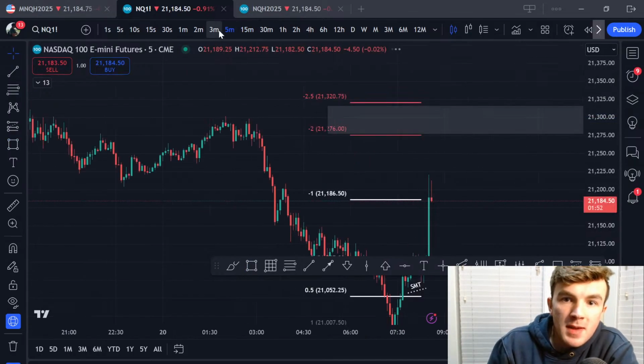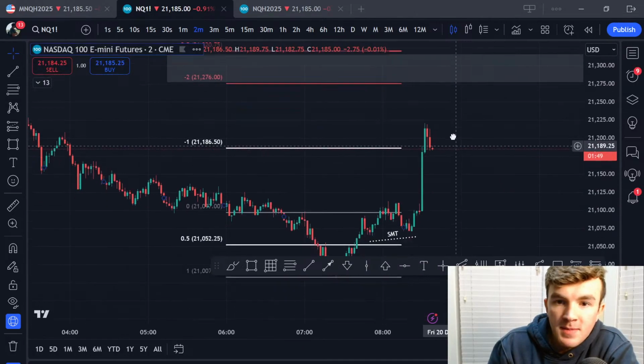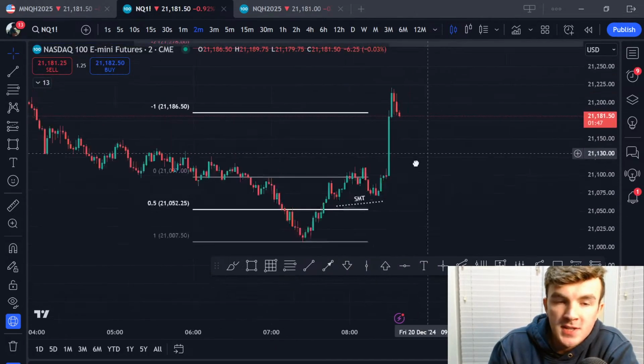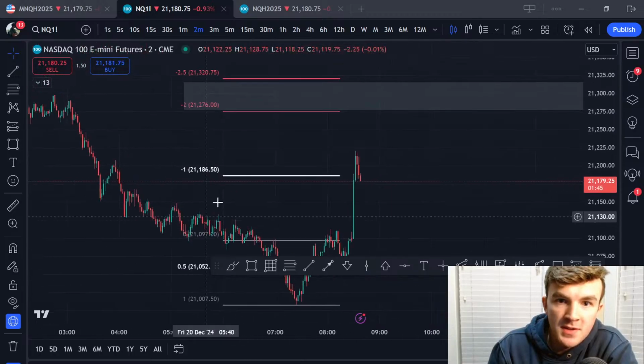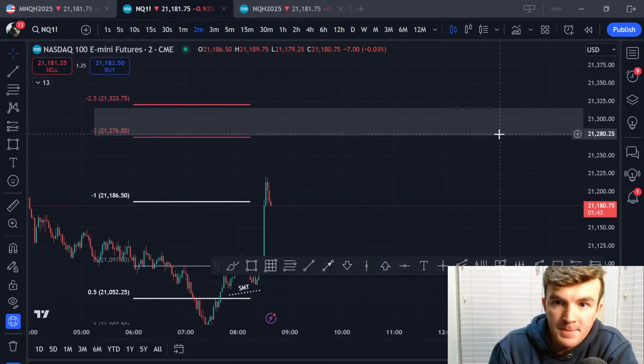I was thinking maybe we could get a 1 setup for life today, but honestly, with the bullish SMT, I'm kind of thinking we're gonna go take out this liquidity up here.